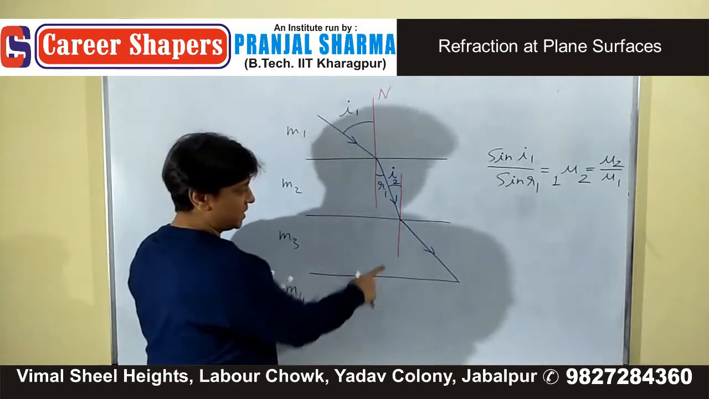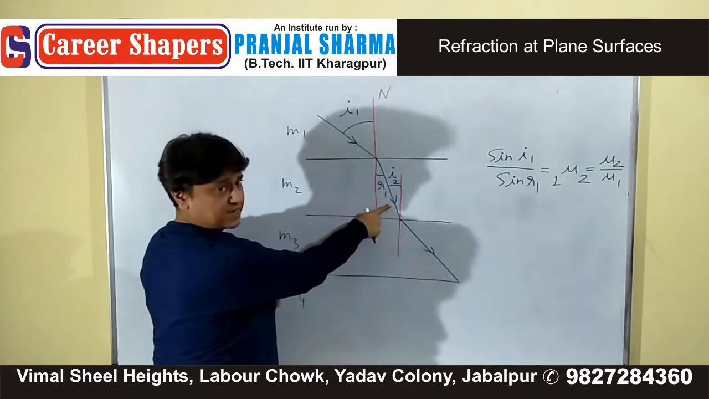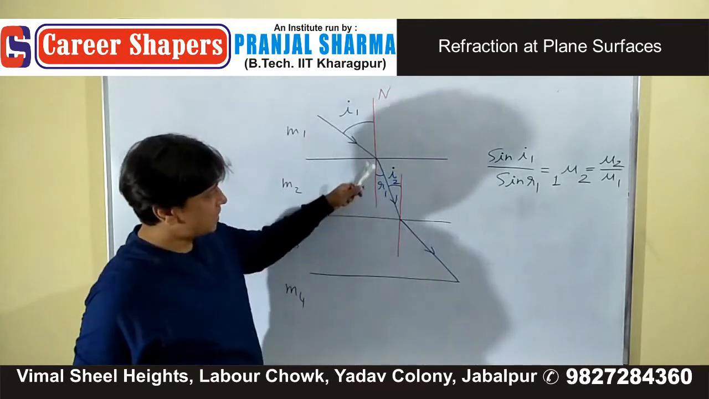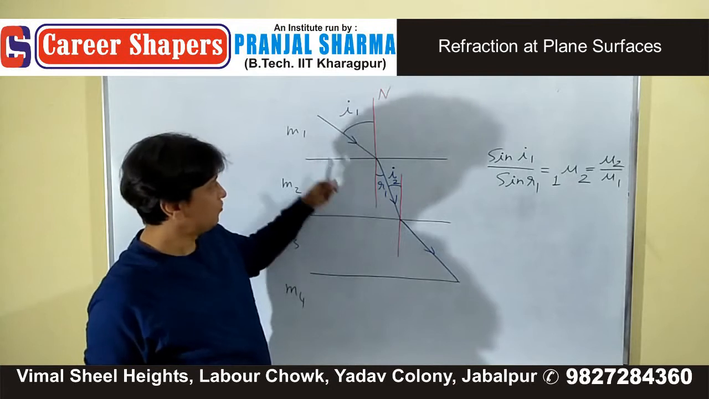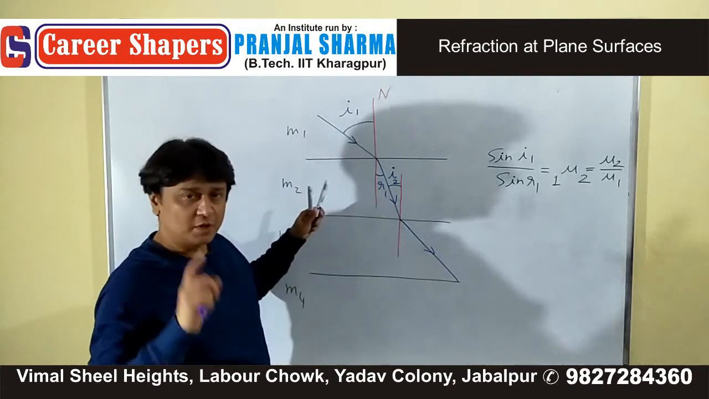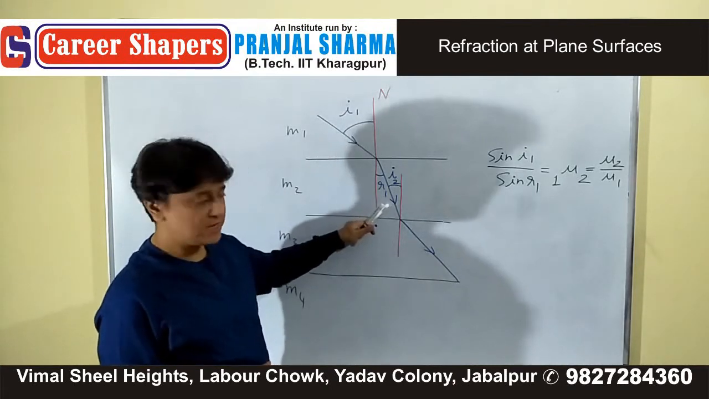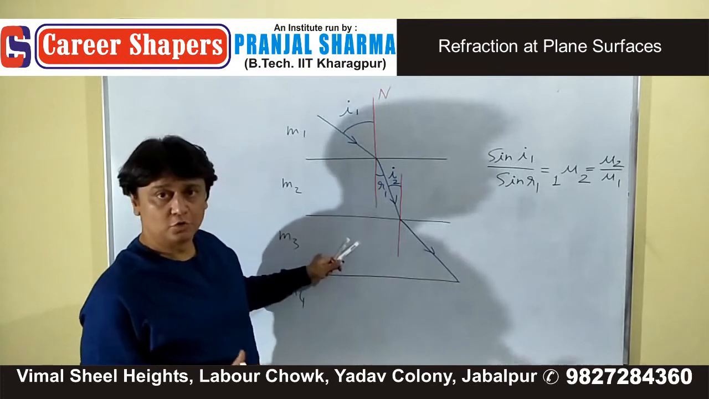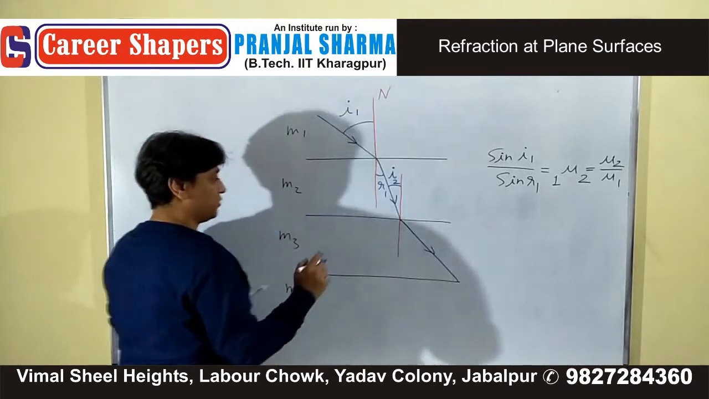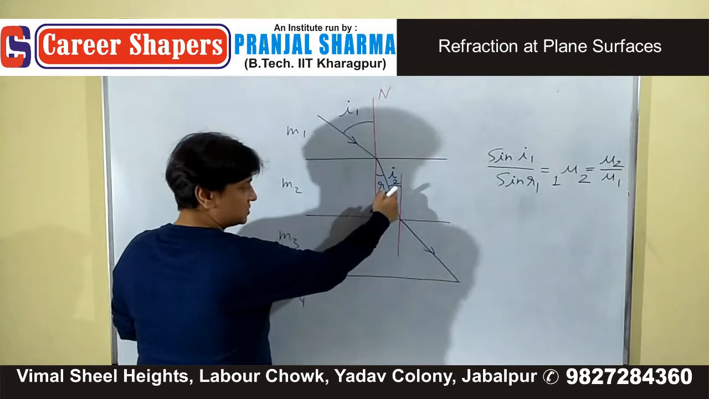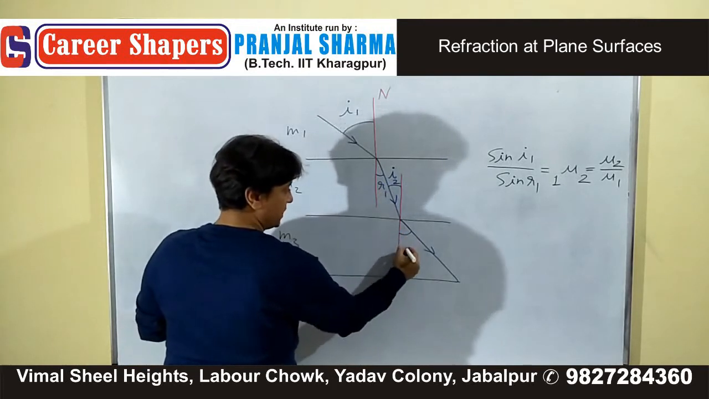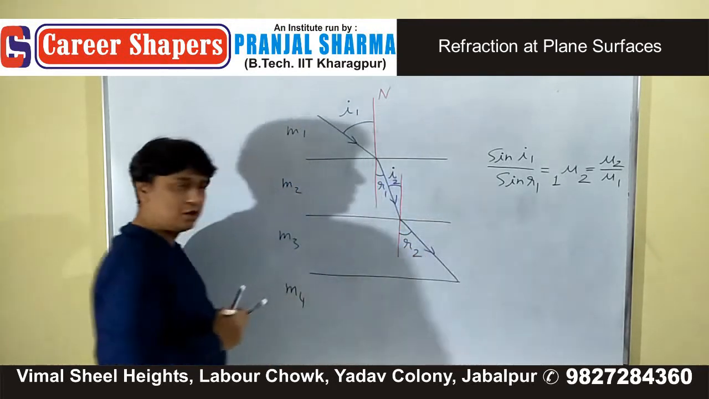Angle of incidence is taken from the normal of the incident ray. This ray is refracted ray for 1 and 2. The same ray is incident ray for 2 and 3. And we'll be using this point. This is I2. This becomes what? R2.